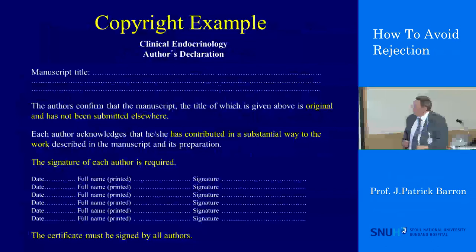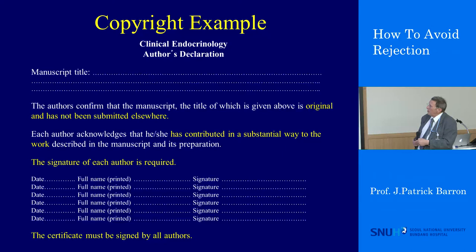And this is an example from Clinical Endocrinology of the author's declaration. If you look at various journals, you'll find various types of documents: copyright, endorsement, COI, etc. I would suggest that you download some of these and keep them in hand, COI declaration documents, copyright declaration, etc. And as I said yesterday, keep these until after you retire.